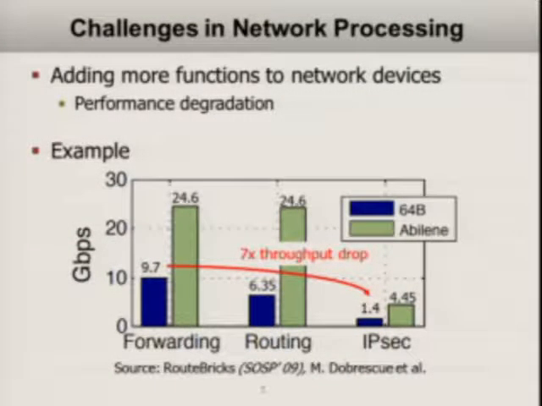So the challenge with the network doing more complex functions is sustaining the performance while doing it. If you add functionalities in a network device, you may need another hardware accelerator for it, or the performance will drop. The graph that I'm showing you is the performance of a software router for three different applications. First is simple packet forwarding, second is routing, and third is IPsec. The navy bar here represents the throughput for 64 byte packets, and the green bar is for a real network trace from a research network called Evelyn.